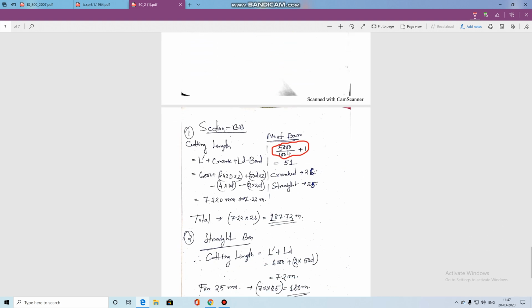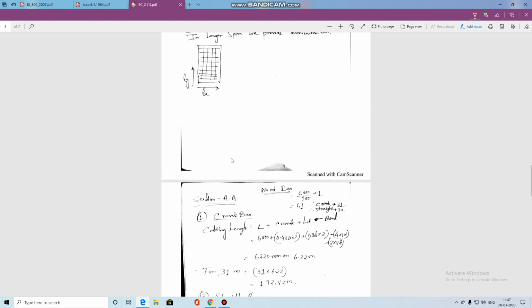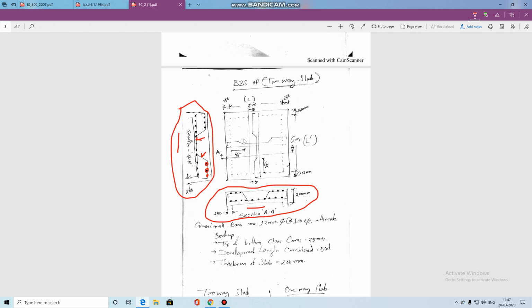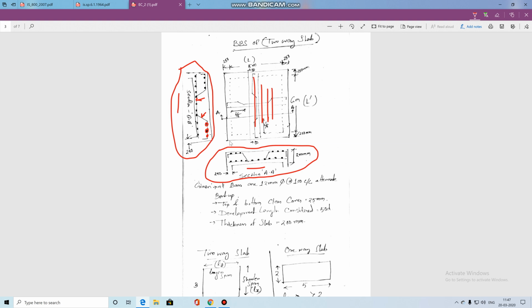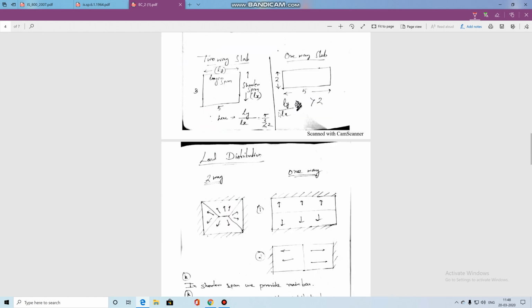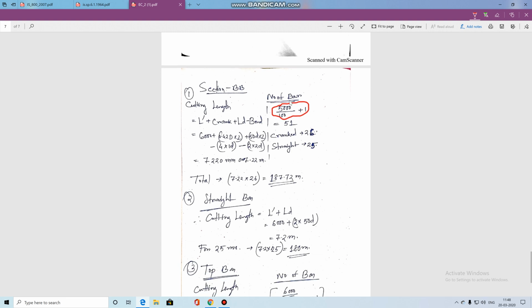Suppose you need to calculate the number of bars: 5000 by 100, plus 1. This 100 is nothing but the spacing. Where is this bent up bar located? This bent up bar is located in this manner, right? If you need to calculate the bent up bar and alternate bent up bar, I use this dimension, which is the 5 meter. So 5 meter by the spacing, I can calculate the number of bars, right? Here it is calculated as 5000 by spacing plus 1, because I have to end up with a bar.